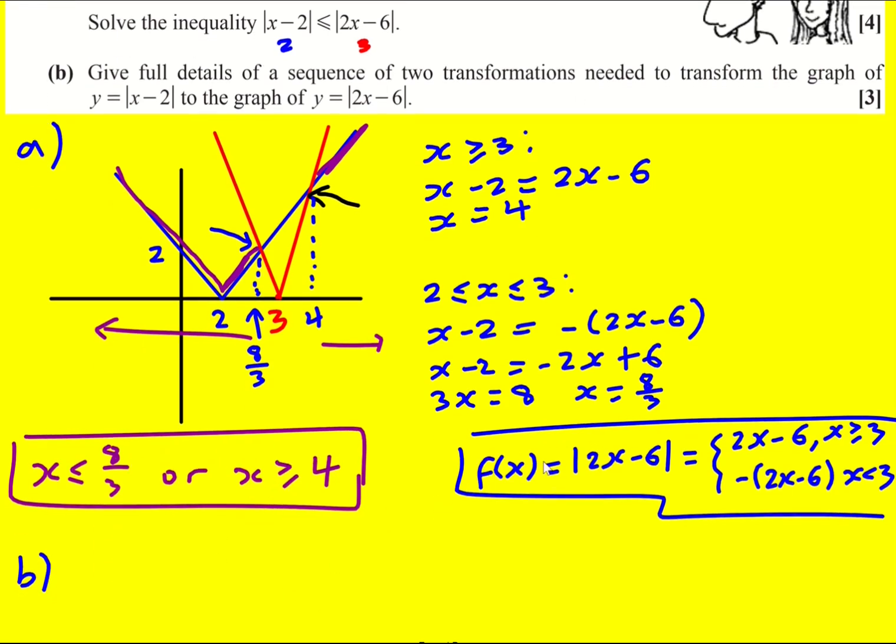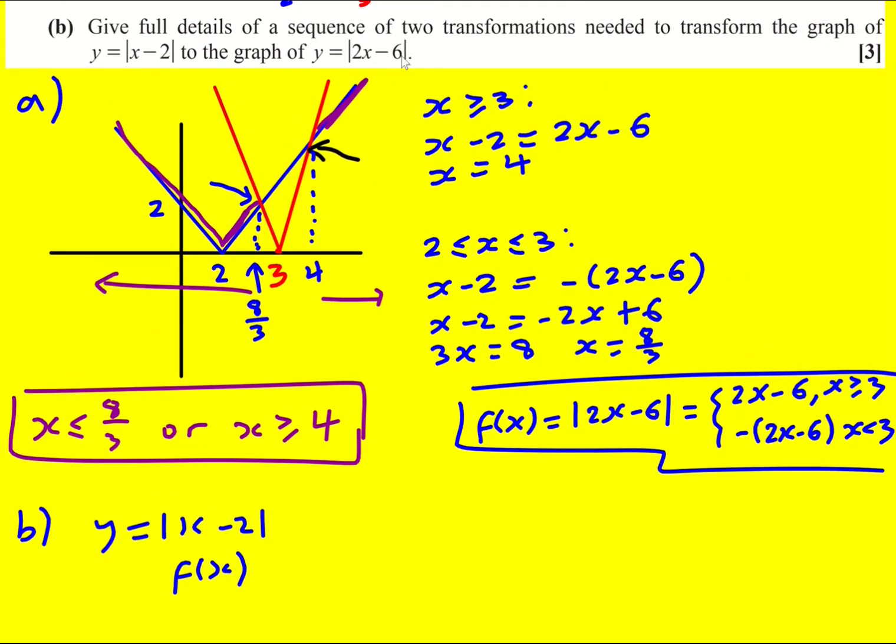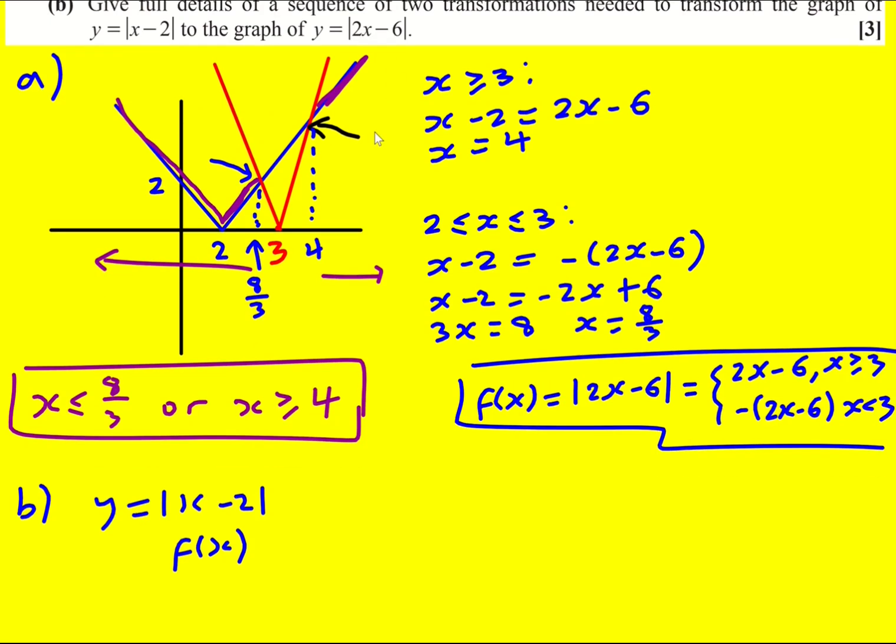Give full details of a sequence of two transformations needed to transform the graph of y equals the modulus of x minus 2 to the second graph, this one in red. Well, I'm going to call this f of x. And then I've got to think, what am I trying to get to here? I'm trying to get 2x minus 6. Well, a good idea in this sort of question is to first of all deal with the translation. So I'm going to make it f of x minus 4.